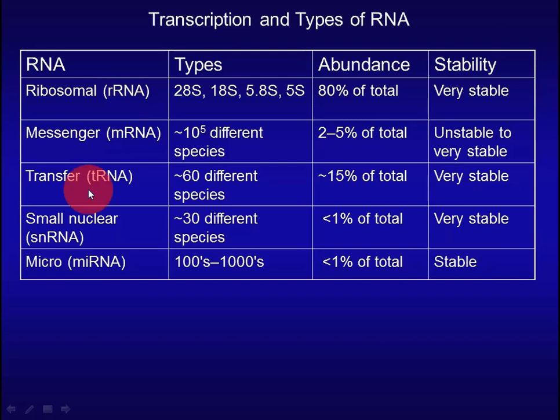Transfer RNA is critical for translation. Small nuclear RNA is key to RNA splicing. MicroRNA plays an important regulatory role in the cell.